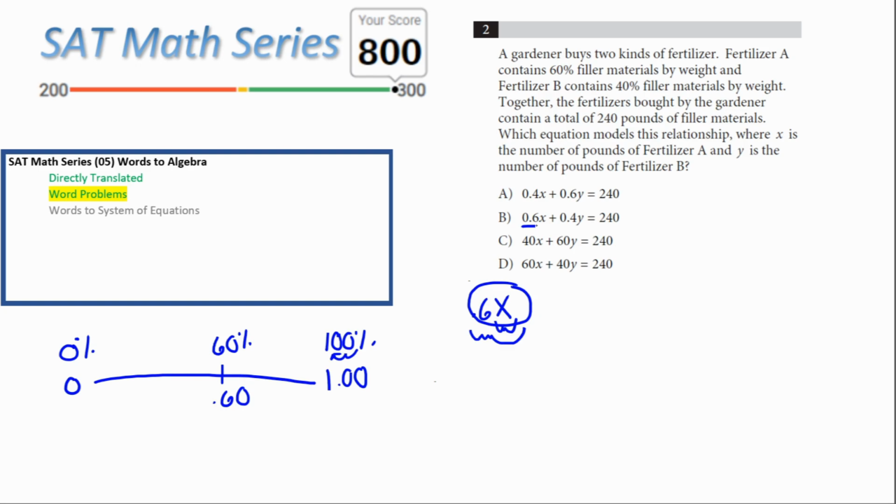And we see that if you were to take the amount of filler material in fertilizer A and add it to the amount of filler material in fertilizer B, that should equal the total amount of filler material, which is 240 pounds of filler material. So the correct answer is B.